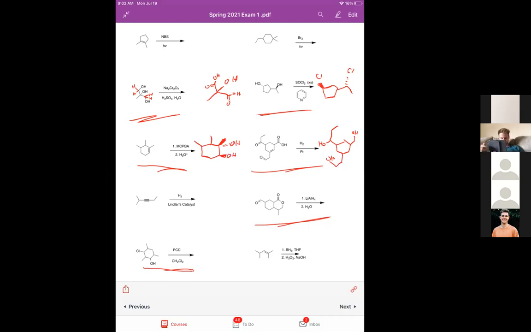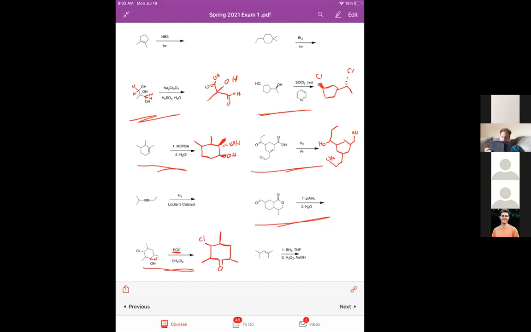All right. Do the PCC first one. So PCC is our soft oxidizing reagent. In this case, there's only one H on here anyway, so it doesn't really matter. This is going to oxidize us to a ketone.